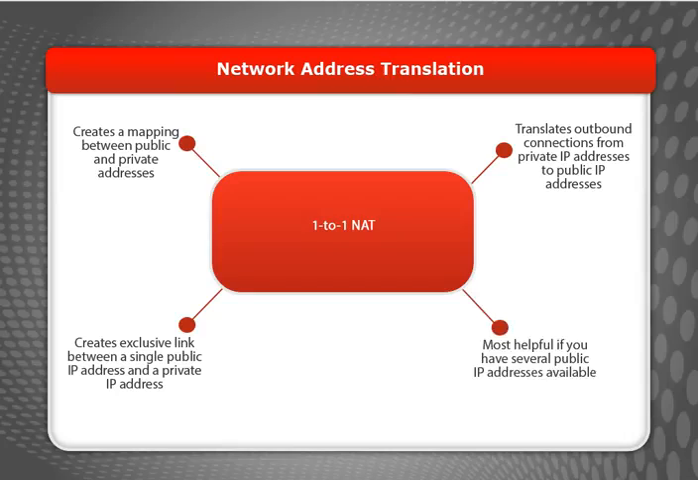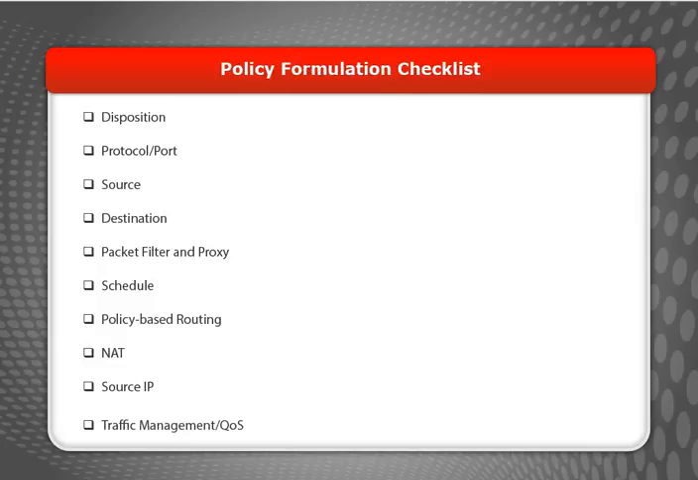One-to-one NAT is not frequently used because it creates an exclusive link between a single public IP address and a private IP address, which may not be very useful unless you have several public IP addresses to spare. I'll show you how to create a new policy in a moment.